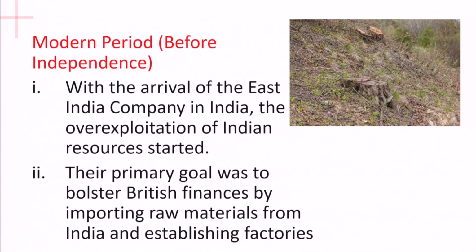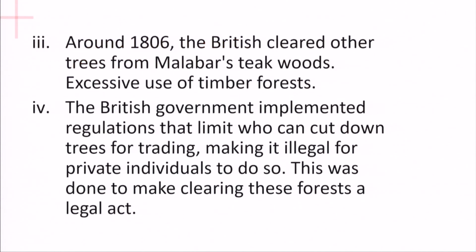With the arrival of the East India Company in India, the overexploitation of Indian resources started, and that was the period when industrialization also began. Their primary goal was to bolster the British finances by importing raw materials from India and establishing several factories. Around 1806, the British cleared all the trees along the Malabar teakwood forests.